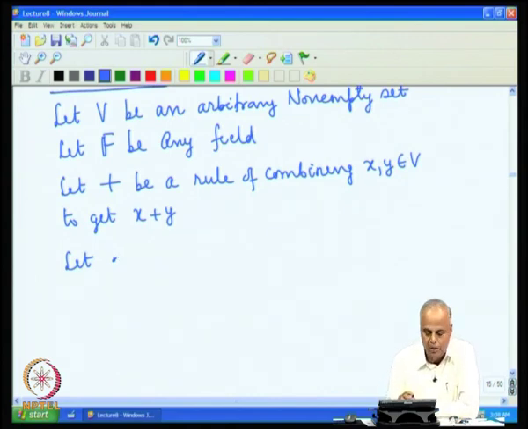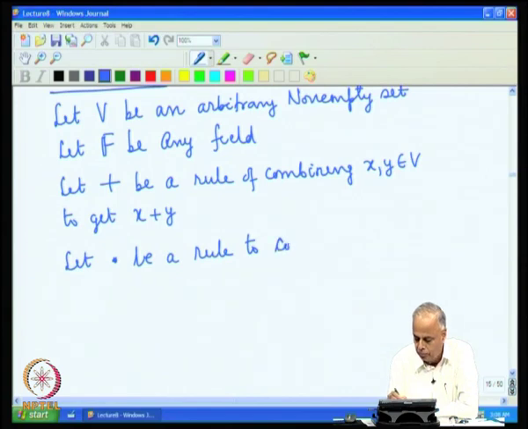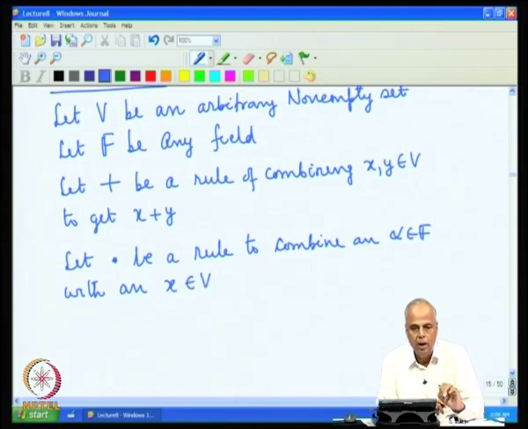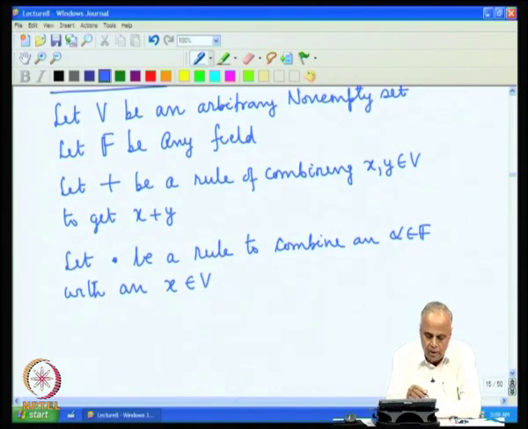After some time we will stop writing the dot also. Dot be a rule to combine an alpha in F with an x in V. So, now the role of V, the V plays the role of R k, F plays the role of R. Addition in R k is now played by this operation, the rule of combining two elements in V, and multiplying an R k element by a real number is now replaced by multiplying an element x in V by the field element. So, these are the operations. Now, what are the rules?